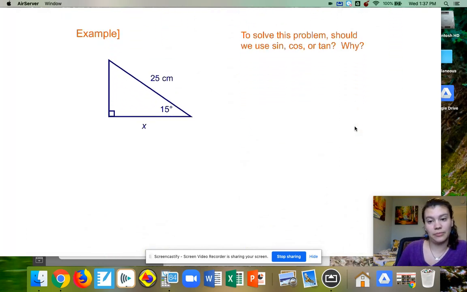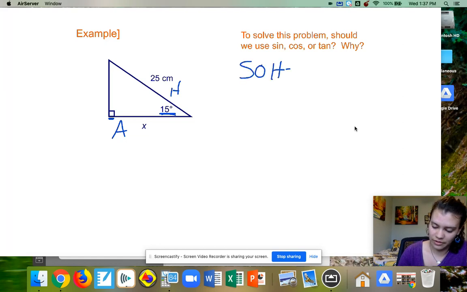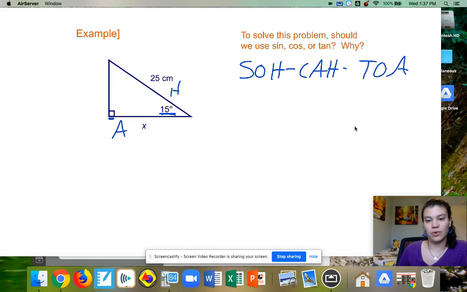All right, so a little bit more complicated. Here we want to figure out what a value is. To do these, you want to start by figuring out what sides we have labeled. We have an angle. We have the side that's touching the angle and the 90 degrees, so this is our adjacent side. And then we also have the side opposite the 90, our hypotenuse. If we think of SOHCAHTOA, we want to figure out which of these has the same letters. So we're going to end up using cosine because it uses the adjacent and the hypotenuse.